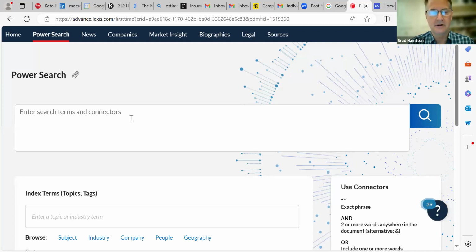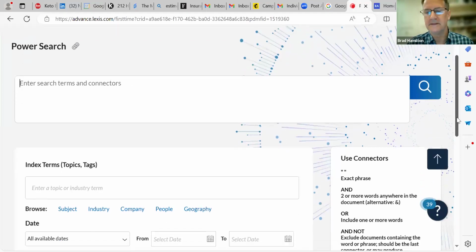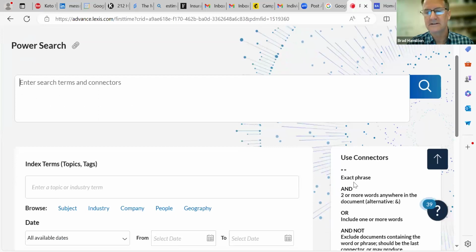And if you're using a term that is more than one word, like a name, right, or a particular phrase like global warming or something like that, you want to put it in quotation marks so that the search will capture those words in that exact order. Okay, so you can see down here, there's a little mini tip sheet on using connectors, right? The exact phrase put in quotation marks and means that at least 2 of them have to be there.